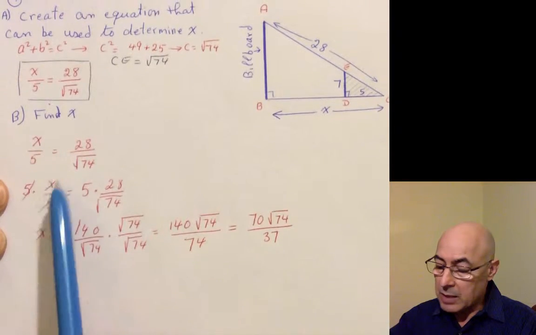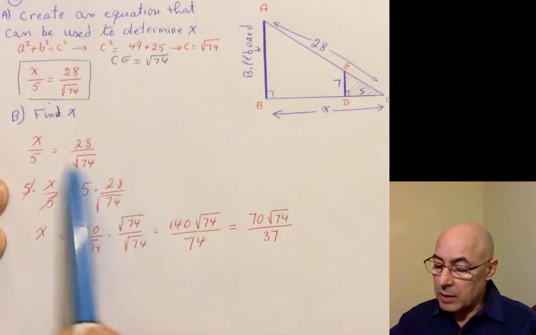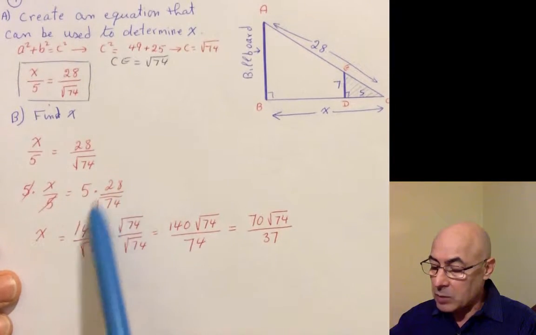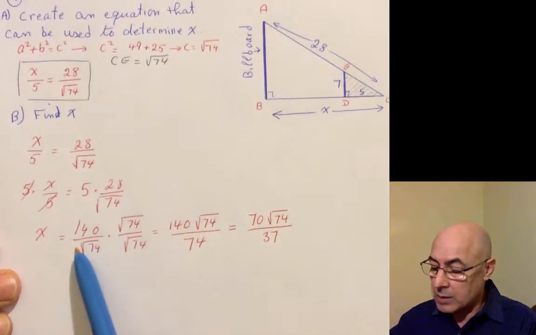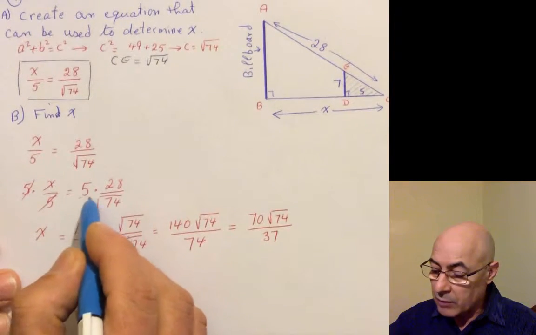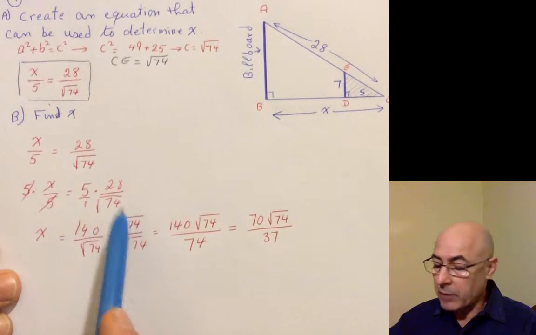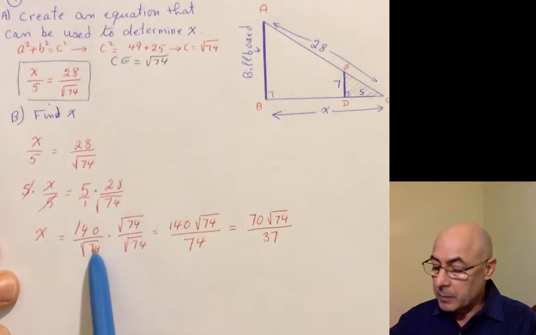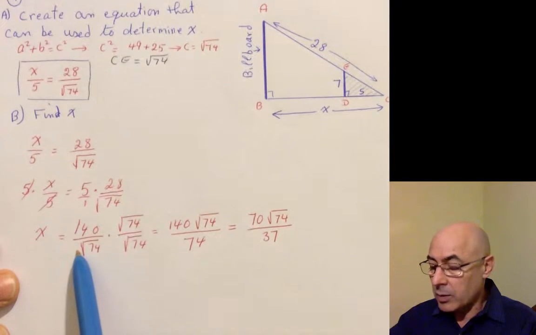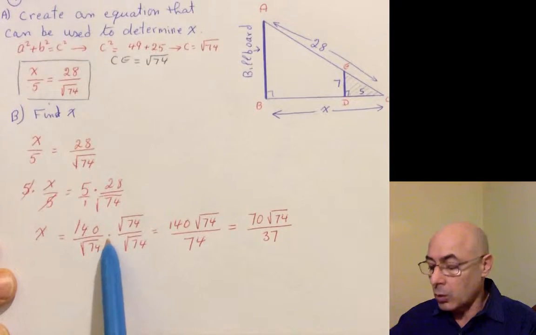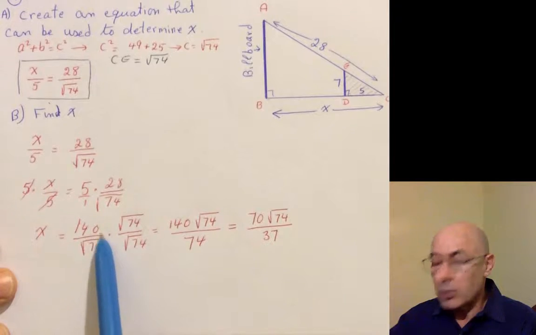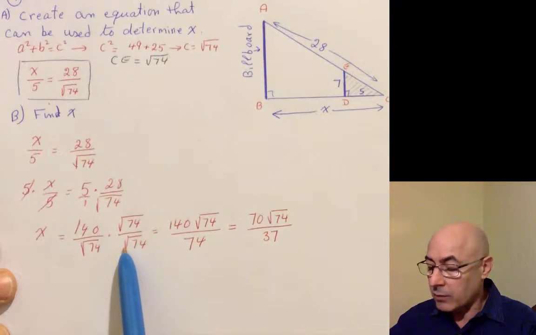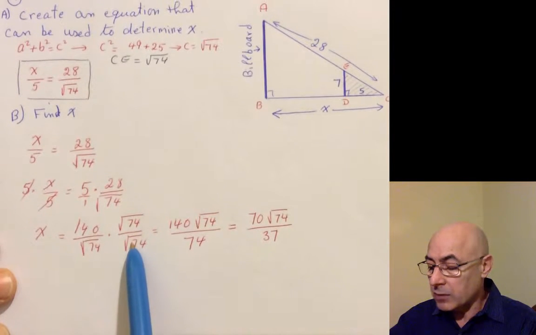So 5 times X over 5 equals 5 times 28 over square root of 74. The 5 is cancelled. 5 times 28 is 140 over square root of 74, because this 5 is 5 over 1. Then when you multiply fractions, just multiply top by top, bottom times bottom. But we don't leave our final answer with the square root in the denominator. We always need a rational number here. So we rationalize the denominator by multiplying by square root of 74 over square root of 74.